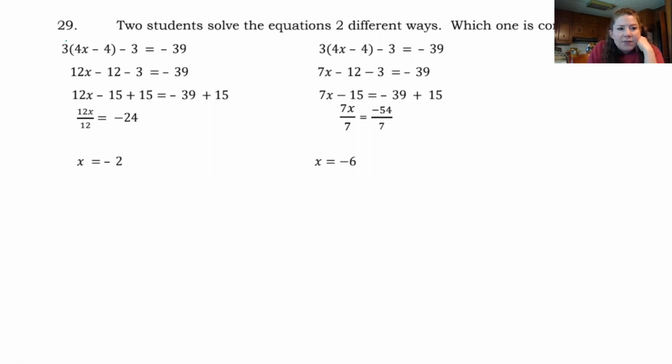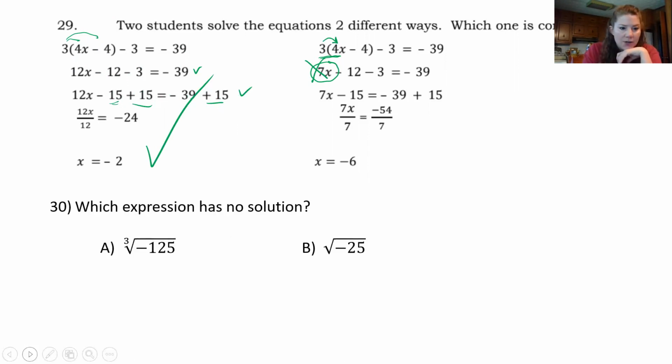So which one's correct? If we distribute, we get 12x minus 12 minus 3. So that line's good. Uh-oh, look what they did here. Did they multiply 3 times 4? Nope, they added. So this is not right. So as long as the student did everything else right, negative 12 plus negative 3 is negative 15. And then to get rid of the minus 15, they added 15 to both sides, which is a little confusing the way it's written, but that's correct. And so this person is right. This person is not right because they added 3 and 4 instead of multiplied.